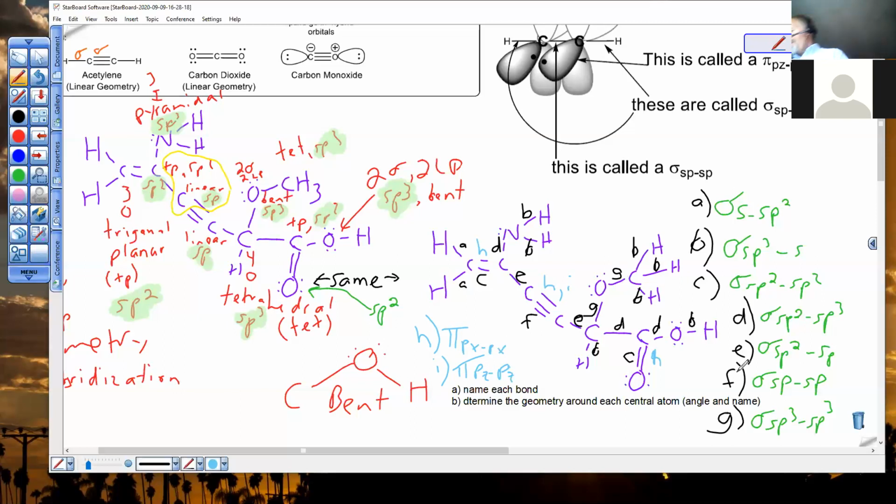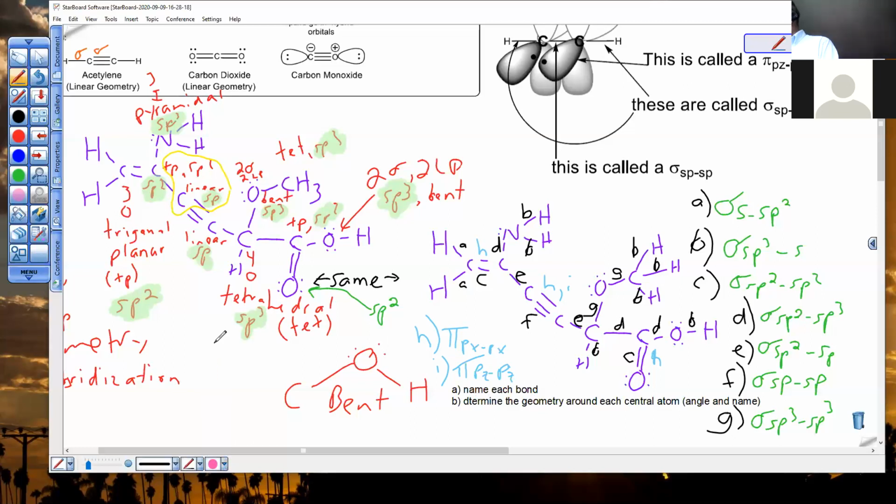A was done A, B, C, D, E, F, G, H. And then B, the little typo, missed an E in there, didn't I? We're going to determine the geometry around each central atom. And I'll just go to capital letters now. And we'll do it in pink.